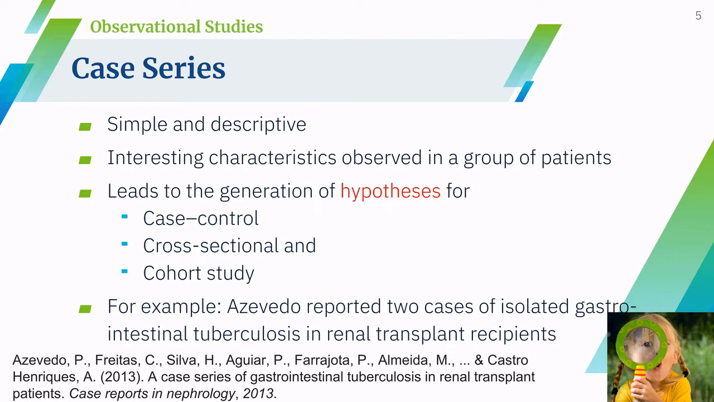For example, Azevedo et al. reported 2 cases of isolated gastrointestinal tuberculosis in renal transplant recipients that illustrated the difficulty of making this diagnosis. They also provided a brief review of the literature on its clinical presentation, diagnosis, and therapeutic approach. The reference of this case series is given here. You can check it for your learning purpose.